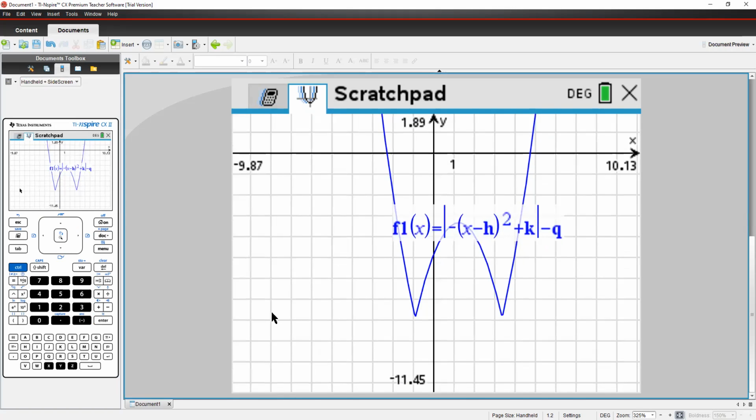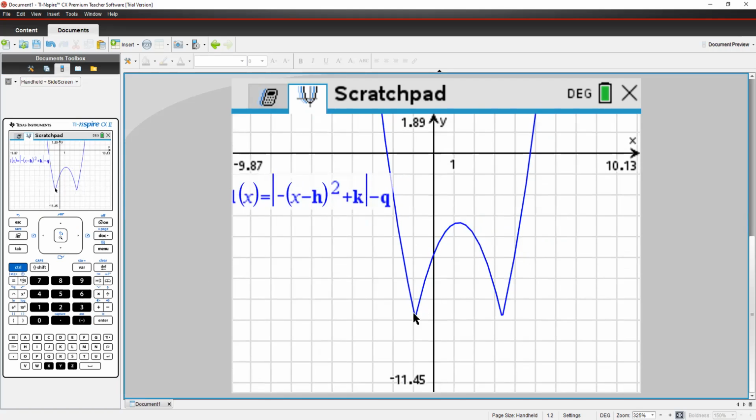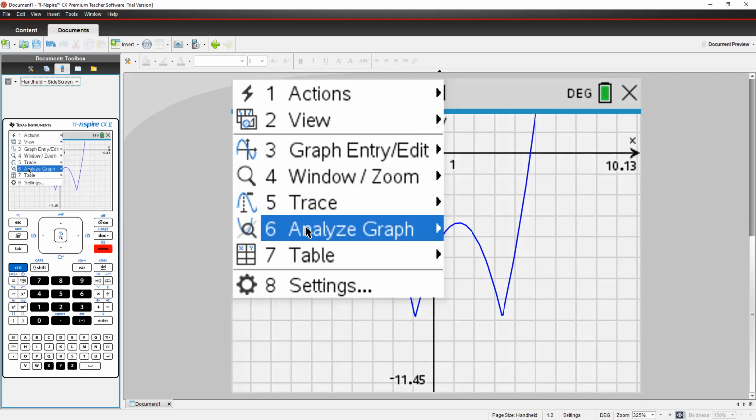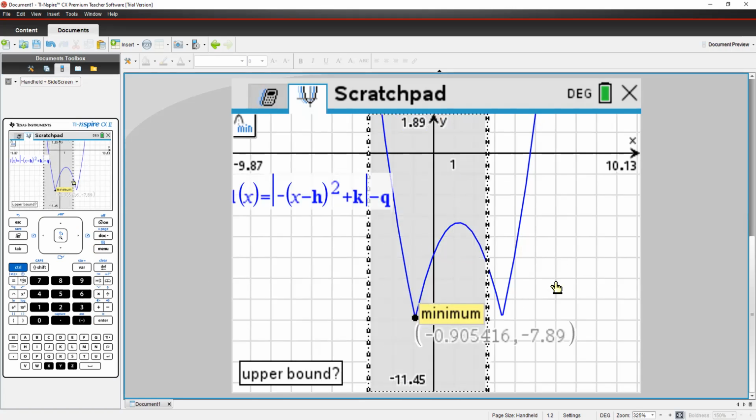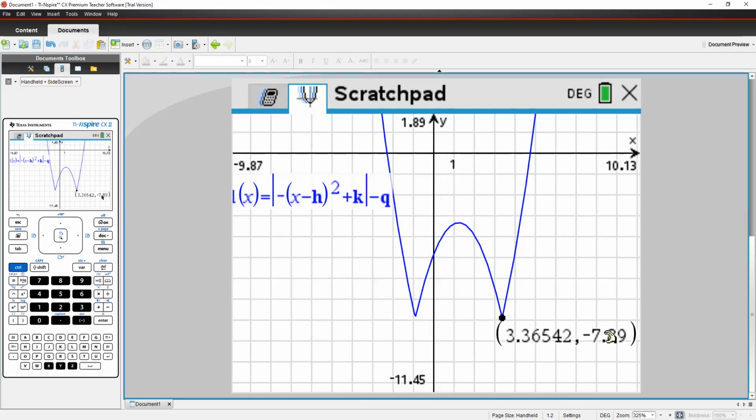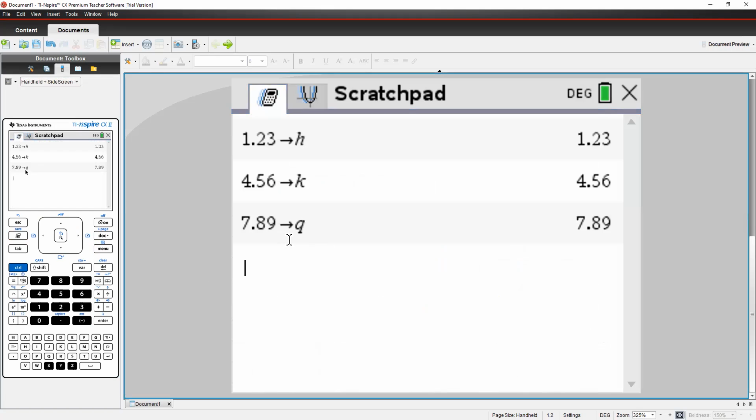There's my graph. Now, it doesn't matter what the graph is, I just need to find the minimum. And it's very simple. I just do menu, analyze graph, and then minimum. And so I set the lower bound of my graph and I just pull it all the way over. And you can see that the minimum is negative 7.89. Now, if we go back, you can see that's the Q value, right? That's obvious that that's the Q value.